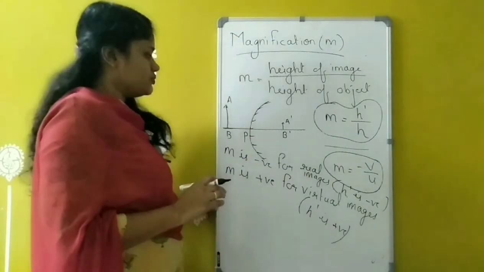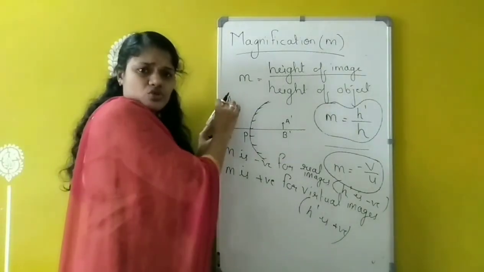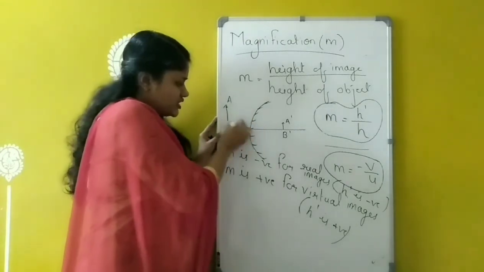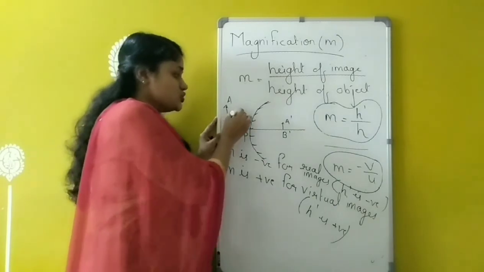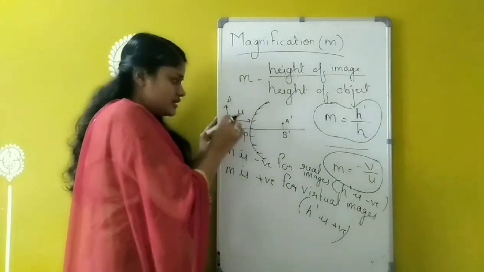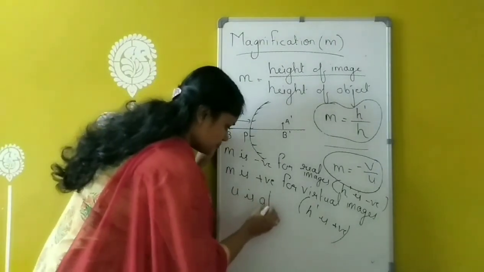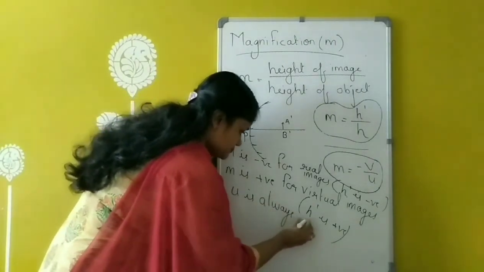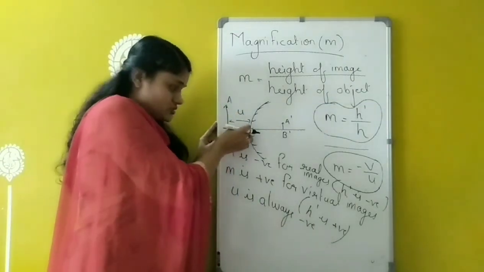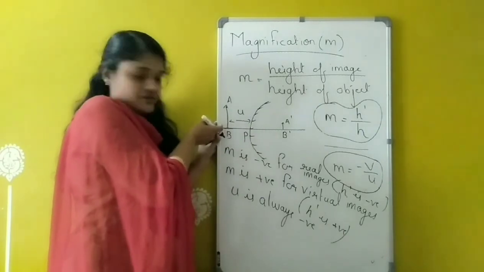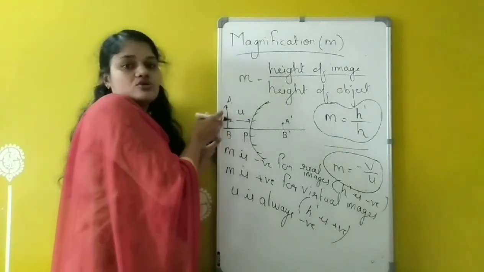Then one more thing regarding sign convention. Always we place the object only on the left hand side, I told. The distance between the pole and this object can be called u. According to sign convention, u is always negative. What is the reason? Because the distance measured towards the left of the pole is taken as negative. The object is always kept on the left hand side only, so u is always negative.